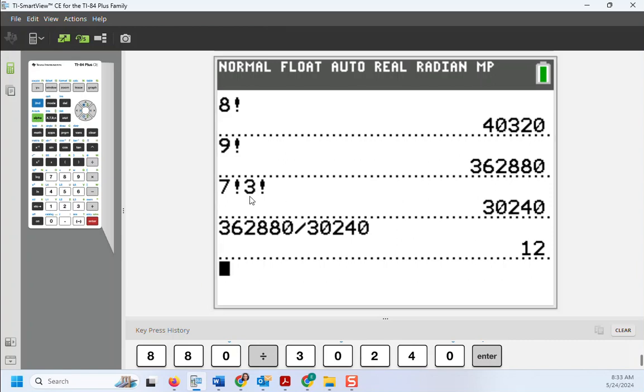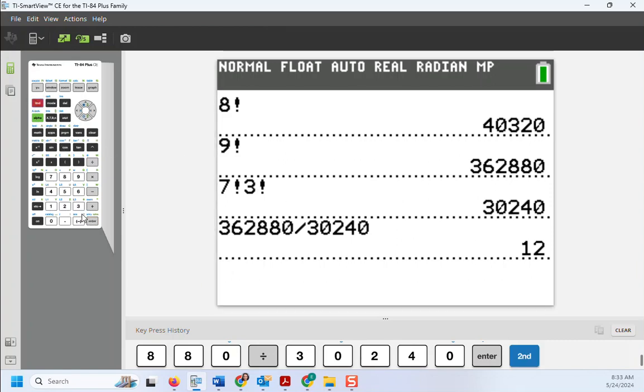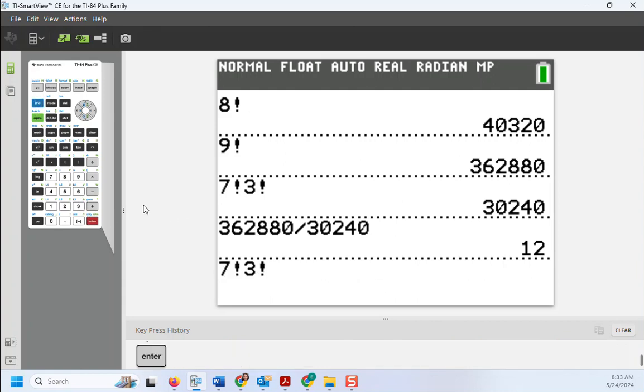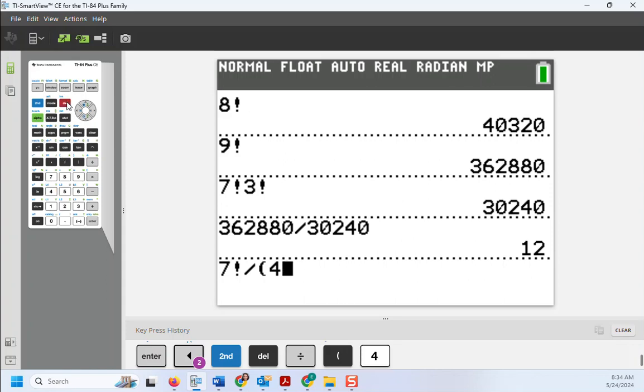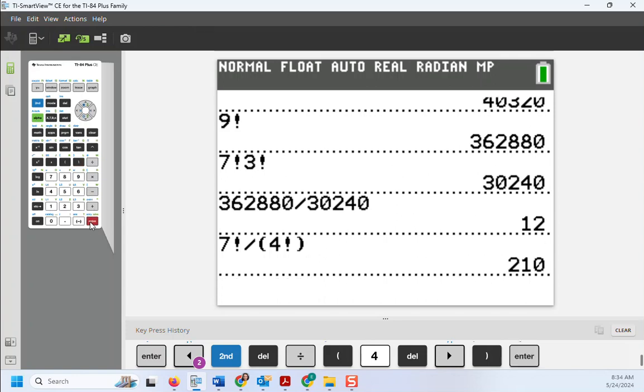All right, actually, I'm going to go back and just edit this one. So I'm going to do second, enter. And I'm going to go back and edit this. I can insert with second insert, a division, and a parentheses. And then I'm going to make this a 4. Delete that. And then close these parentheses. So I got 210. Anybody else get 210? Nice work.